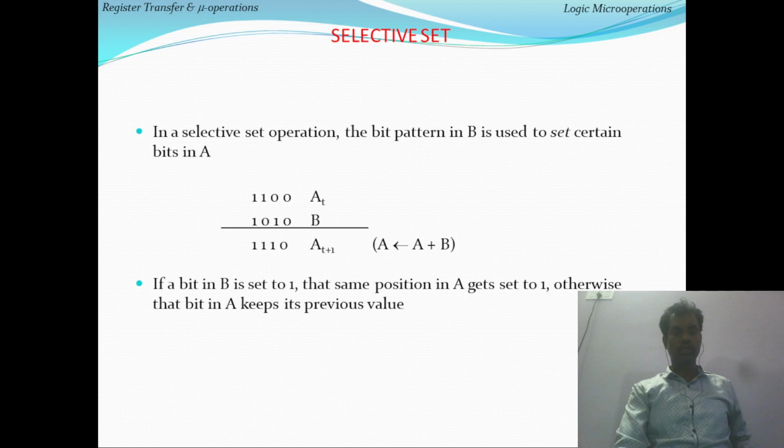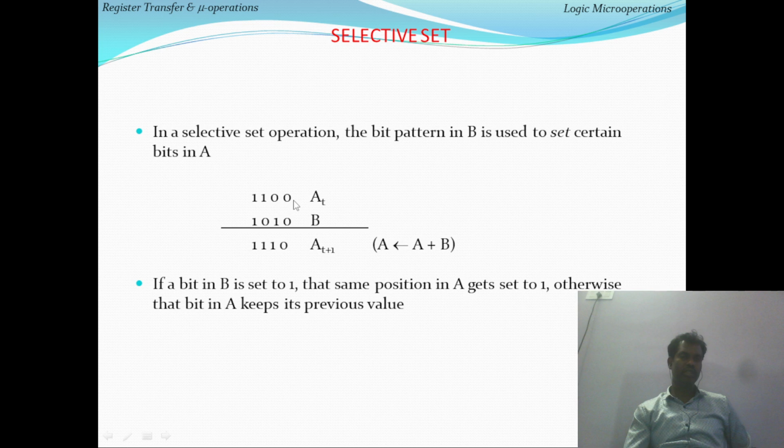For example, take 1100. The second bit is 1, the third bit is 0, the fourth bit is 0. From the LSB side, the first bits are 0, 0. We want to set the second one, so we perform an addition of 1 at that particular position, 0, 0, 1, 0, 1. Then that particular bit will be set.